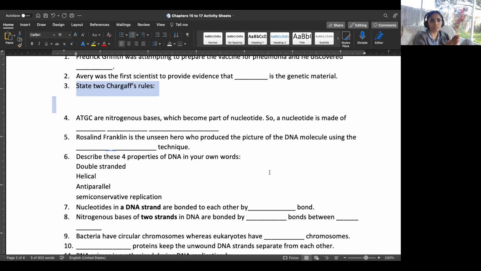She did all the work, but she never got the credit because she died before that work was given the Nobel Prize, and the Nobel Prize was given to her boss, Maurice Wilkins, and Watson and Crick, James Watson and Francis Crick. They did not do the lab work, but they got the Nobel Prize and the credit. Unfortunately, she never even got the credit.